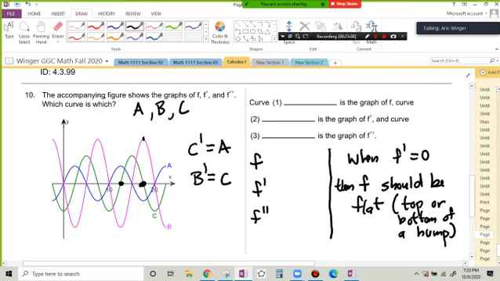Looks like B is the original function. B is f. Looks like C is the derivative of B. And it looks like A is the derivative of C. Completely funky, right? But it's just playing with all these rules. Have fun with the one you got.